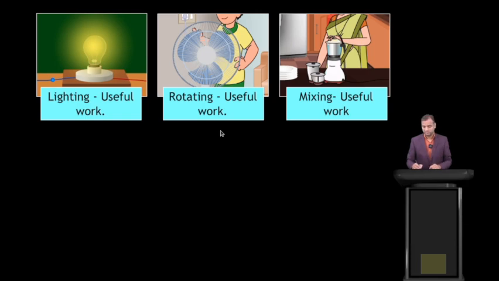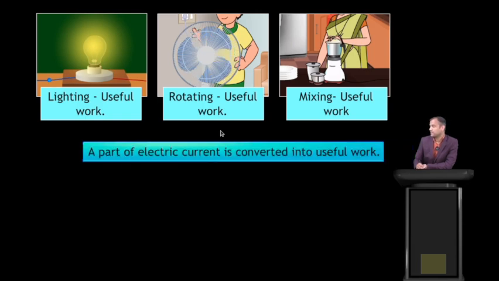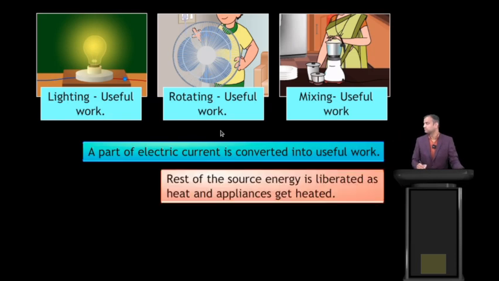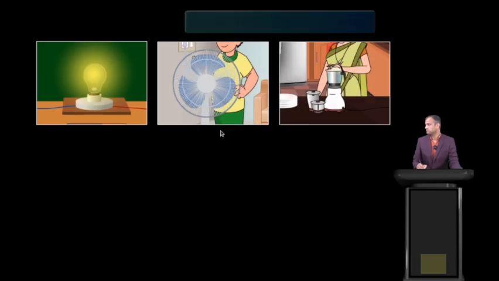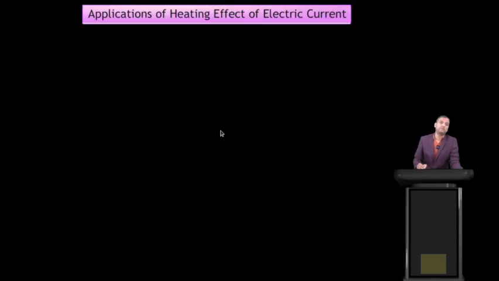But what is wasteful here? Some electricity is wasted. A part of the electric current is converted into useful work. We have seen that these are useful work, and the rest of the source energy is liberated as heat and appliances get heated. So this is called waste of energy. This is called unnecessary heat. Today we will learn about the heating effect of the electric current.